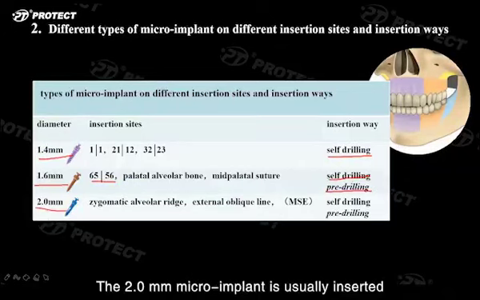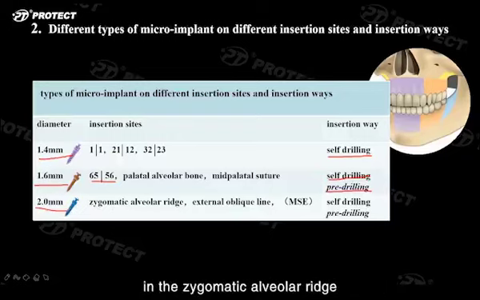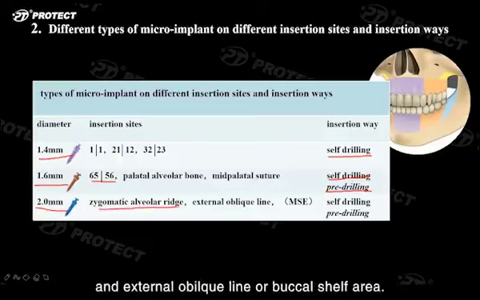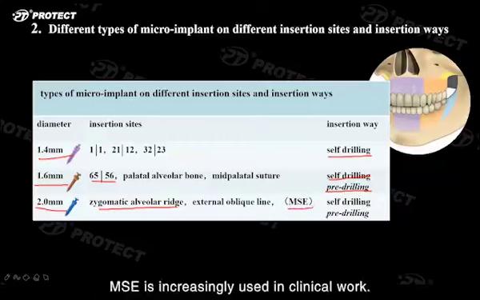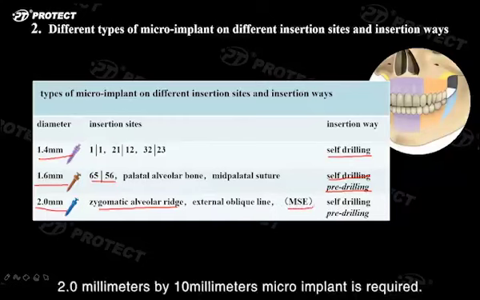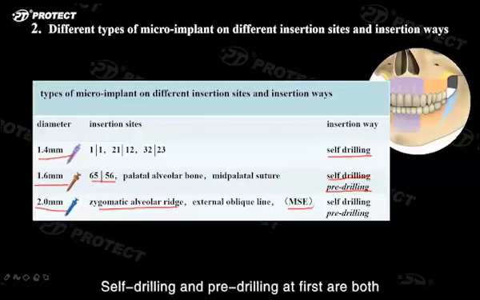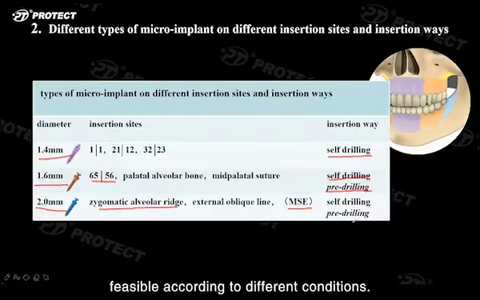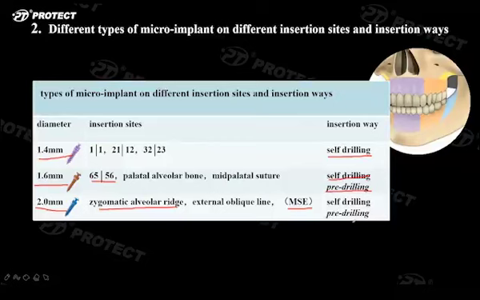The 2 millimeter micro-implant is usually inserted in the zygomatic oval bone ridge and external oblique line. At present, MSc is increasingly used in clinical work. A 2.0 mm by 10 mm micro-implant is required. Self-drilling and pre-drilling at first are both feasible according to different conditions.